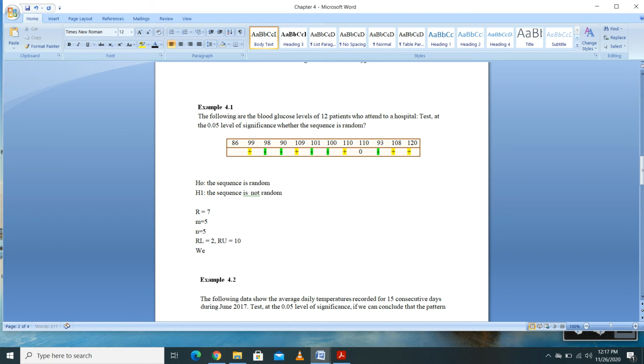So that is, we cannot reject. We do not have enough evidence to reject H naught, right? We do not have enough evidence to reject H naught. That is, we can conclude that our sequence is random. So it's very easy to conduct the one sample runs test, right? So I hope that is clear with you all.